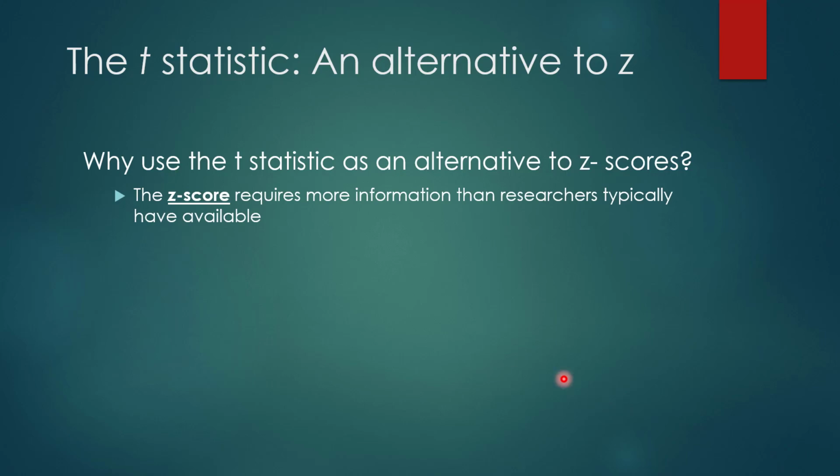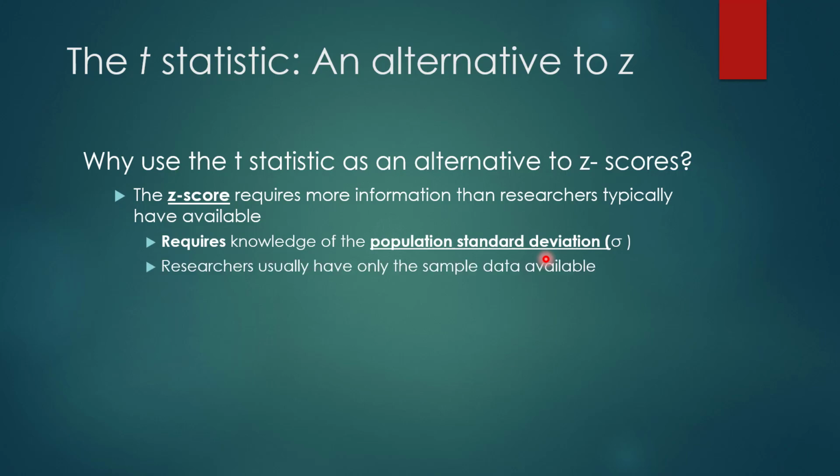So why use a t-statistic as an alternative to the z-scores? The z-scores basically require more information than researchers typically have available. It requires a knowledge of the population standard deviation, which up until now we've been given. Researchers really only usually have the sample data available. So the t-statistic we're going to come up with might be considered kind of an approximate z.